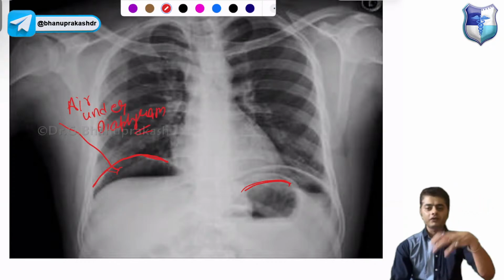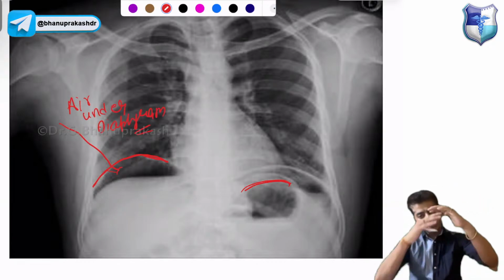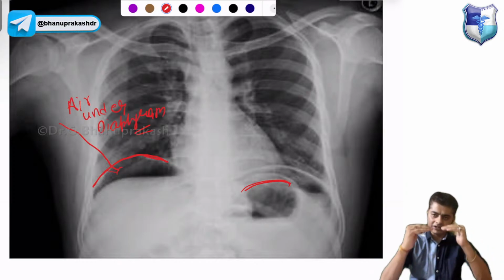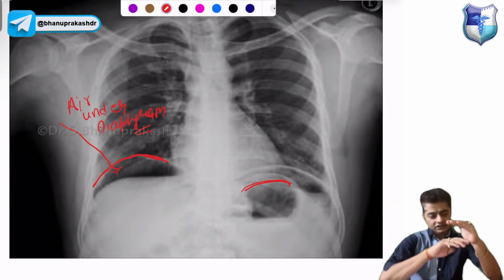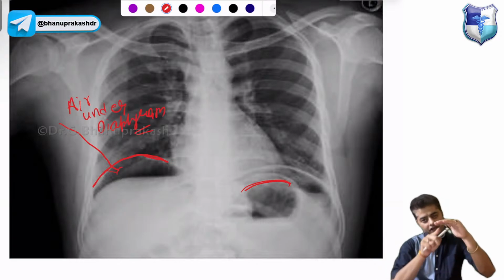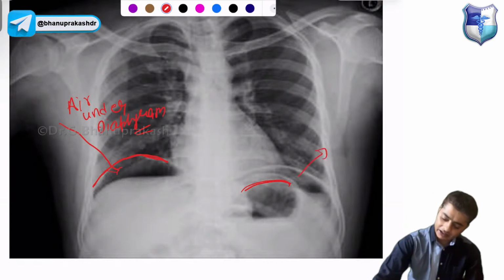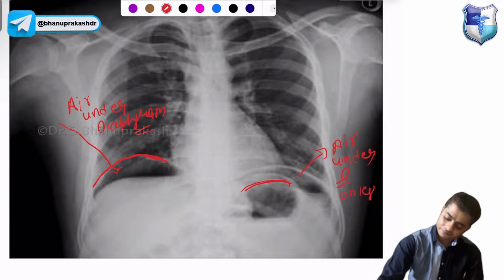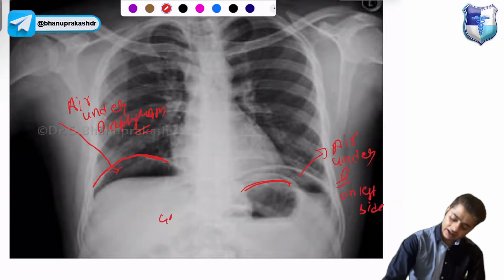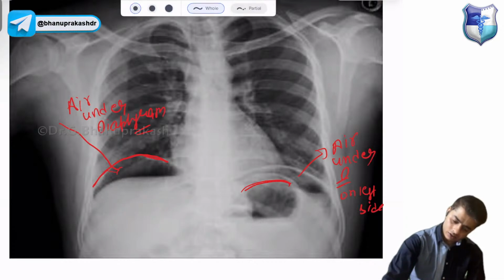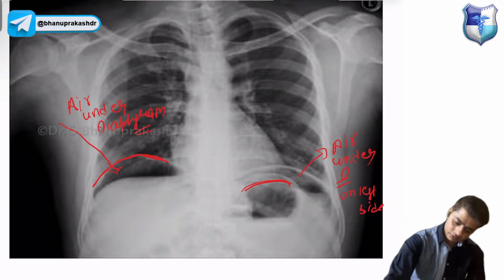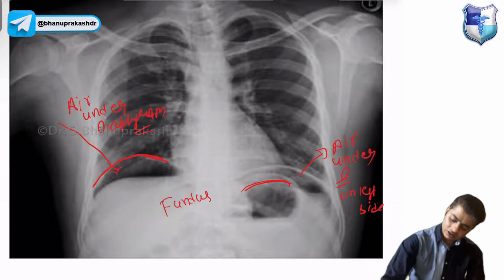So this is your air under the diaphragm. What happens is that due to perforation, this air goes up and the fluids and intestine remain below, and this air takes a crescent shape because our diaphragm also has a crescent kind of shape. So the air takes the shape of the diaphragm, and this is air under the diaphragm on your left side. And this is your gas bubble, fundus bubble. This is your fundus shadow. This is your fundus, that is a gastric shadow.